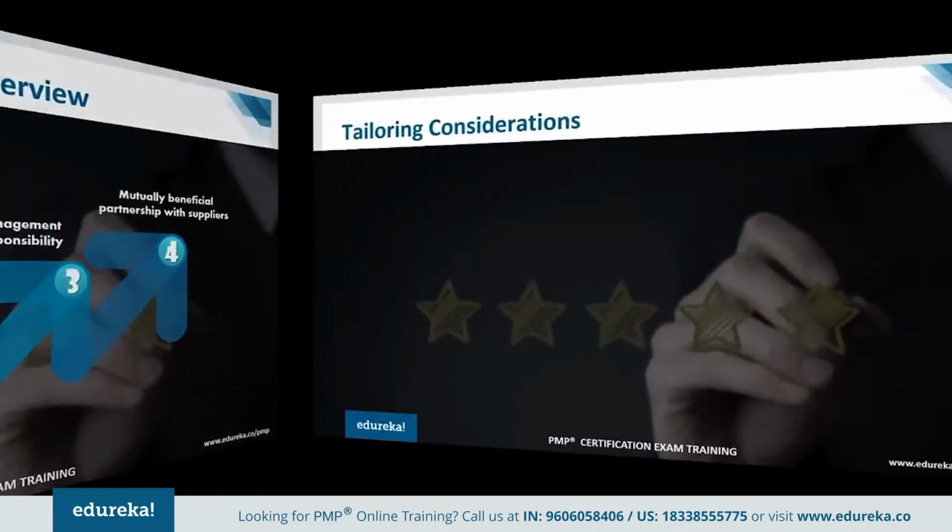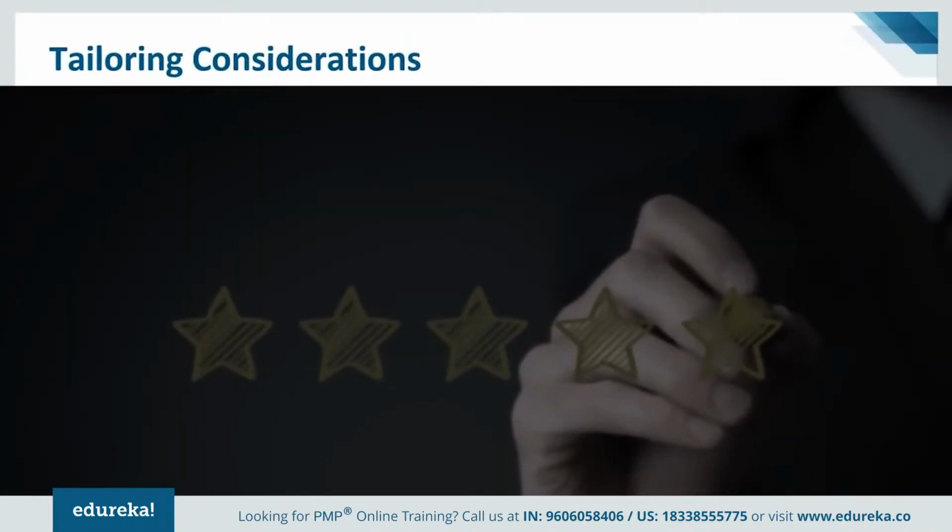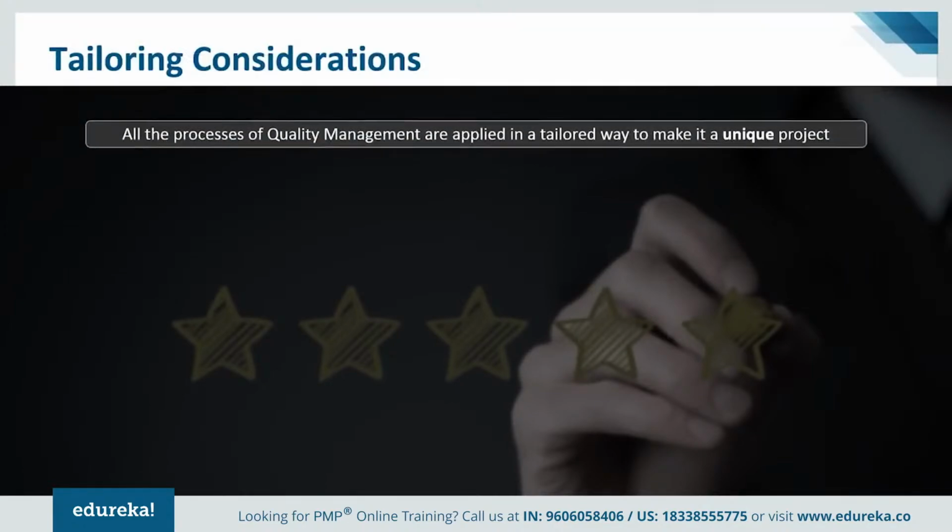So let's keep talking about some of the tailoring considerations that we should take into account while working on quality management. All the processes of quality management need to be applied in a tailored or customized way in order to make them unique to the project that you're working on. Because as we know, a project is a unique endeavor. We produce a product, service, or result out of that project, and it's unique in itself. So let's talk about how and where we can do this kind of customization or process tailoring.